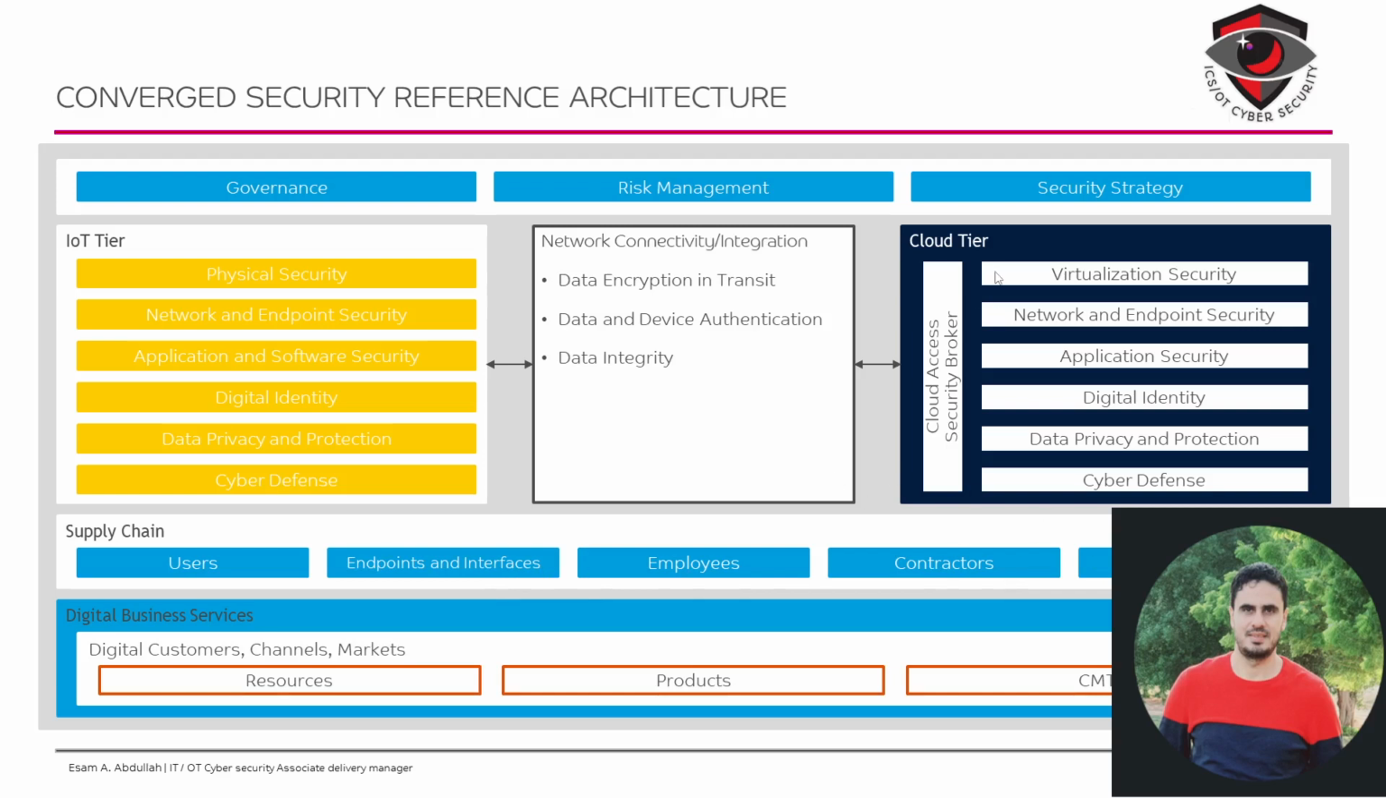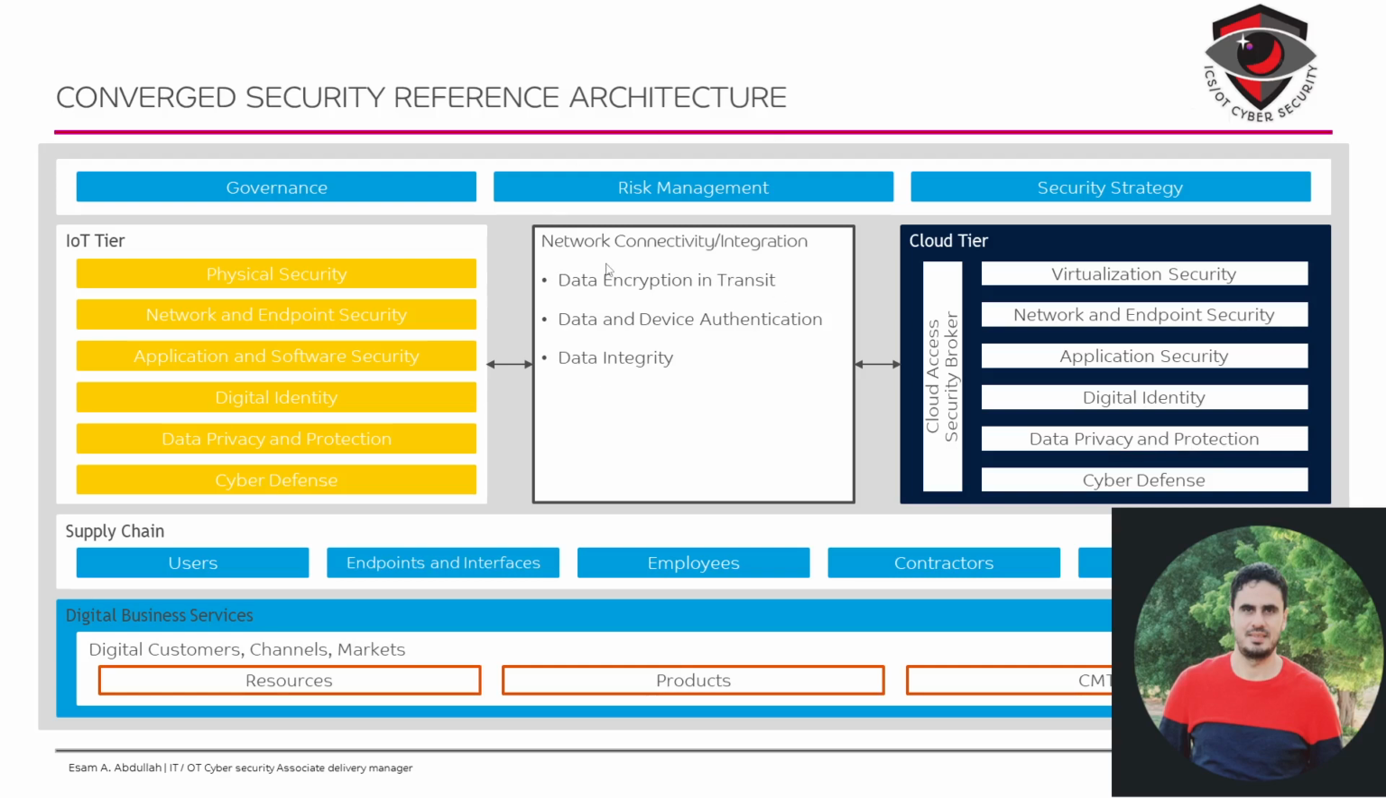So on the cloud tier, we have multiple components. The cloud access security brokers, which contain multiple things: virtualization security, network and endpoint security, application security, digital identity, as well as data privacy and protection, and cyber defense.